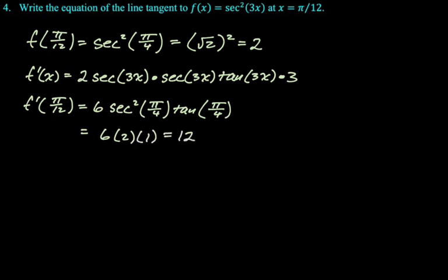And then we write our tangent line in point slope form. This is a pretty good problem set. So y minus 2 equals 12, quantity x minus pi over 12. There you go.